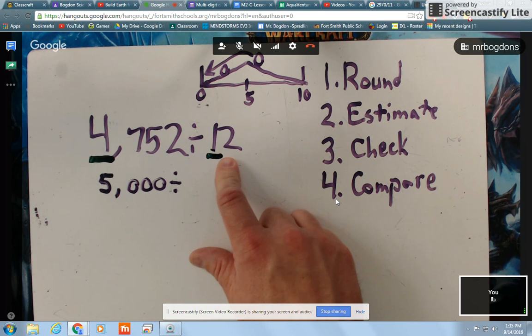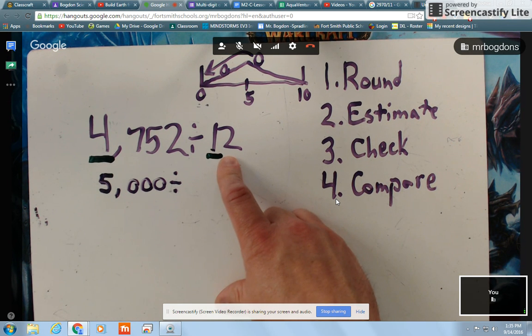Let's look at the 12. Is the 2 4 or less? Yes, it's less than 4. So I'm going to leave it as a 10. And that makes sense because 12 is much closer to 10 than it is to 20, right?